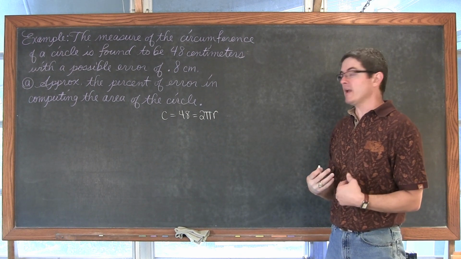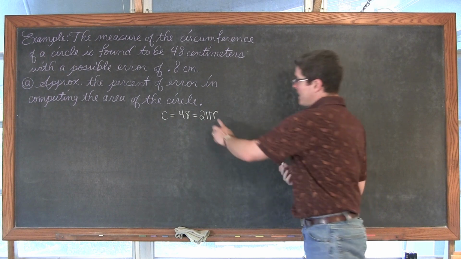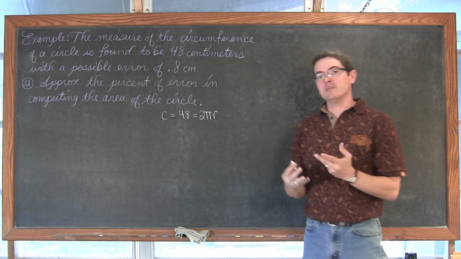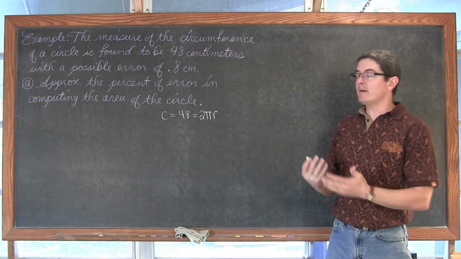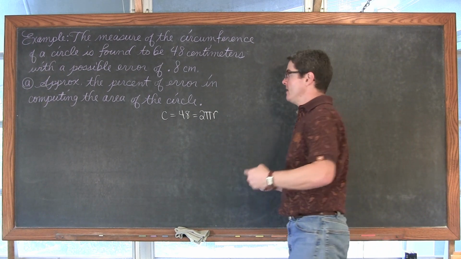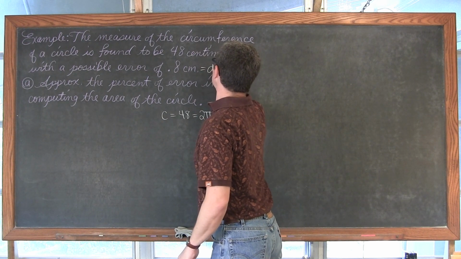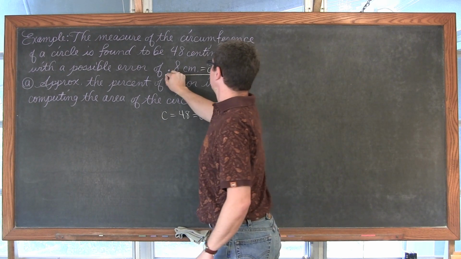Now, is that a possible error in what? What were they measuring? Were they measuring the radius? Did they give us dr? Or were they measuring the circumference, and thus they gave us dC? Well, we're talking about measuring the circumference, the distance around. So dC is equal to the 0.8.